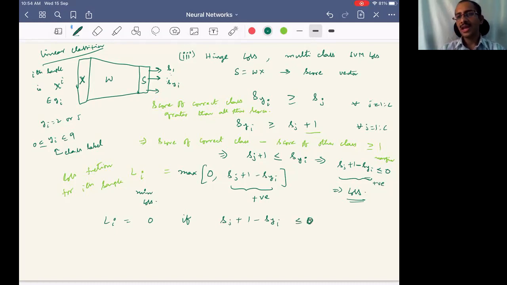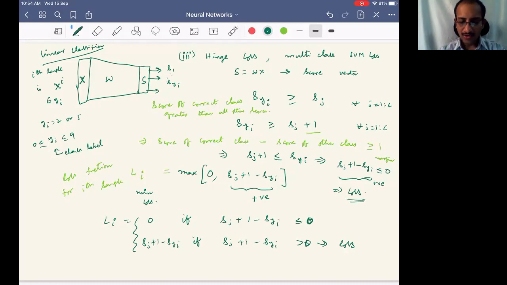So in this case, anyway, there is a margin and the correct class score is higher than other class scores, so no issue. In the other case, where sj plus 1 minus syi is greater than 0, there is a loss. We have loss and we want to minimize this loss. And what is the quantification for this loss? Directly, this value itself is the quantification for this loss. Is this fine or not?